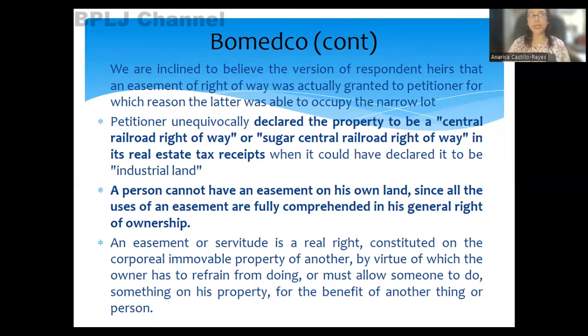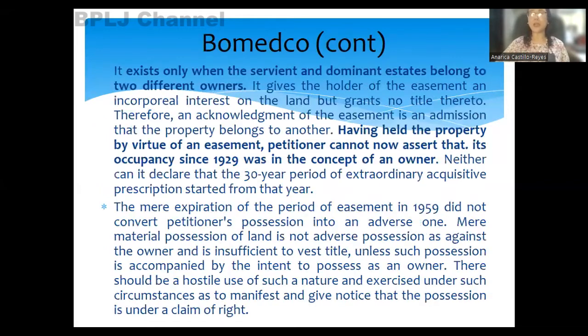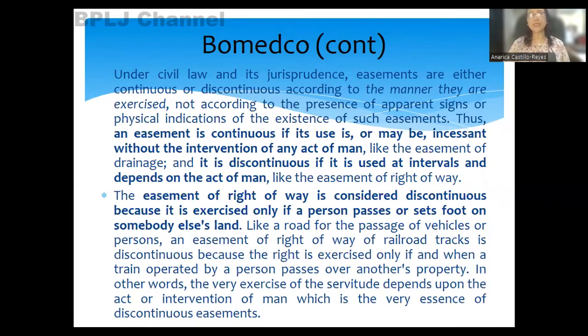An easement is a real right constituted on the corporeal immovable property of another, by virtue of which the owner has to refrain from doing or must allow someone to do something on his property for the benefit of another thing or person. It exists only when the servient and the dominant estates belong to two different owners. Having held the property by virtue of an easement, petitioner cannot now assert that its occupancy was in the concept of owner. The question now before the Supreme Court in the case of Bomedco is whether or not the easement of right of way has been acquired by Bomedco through prescription.